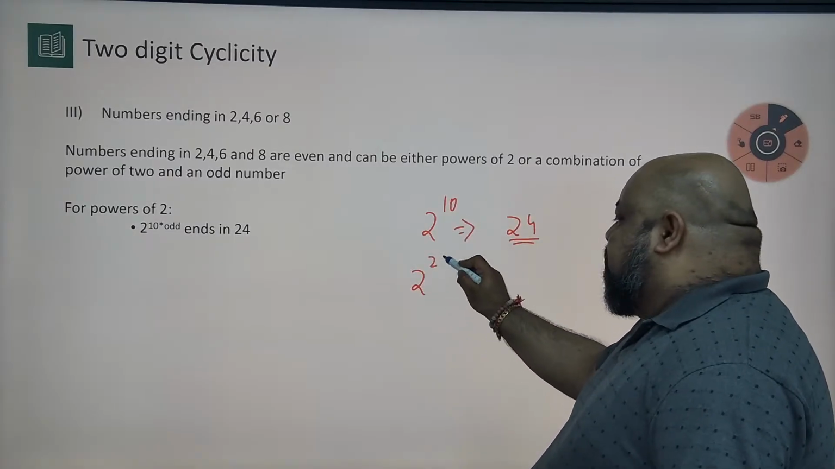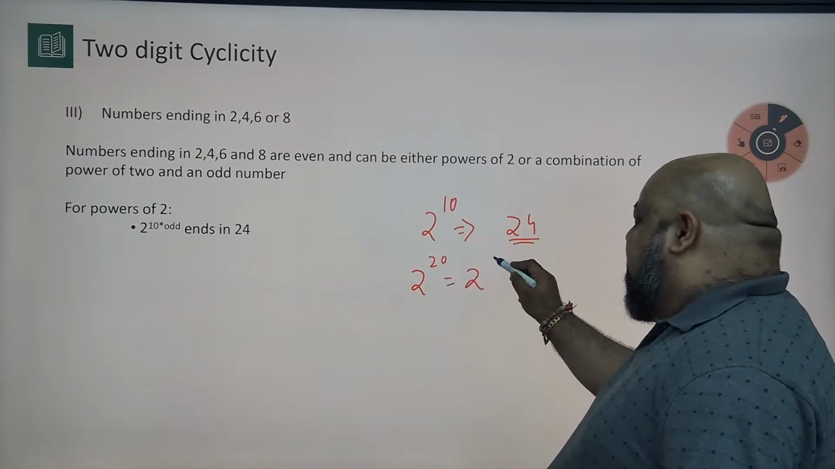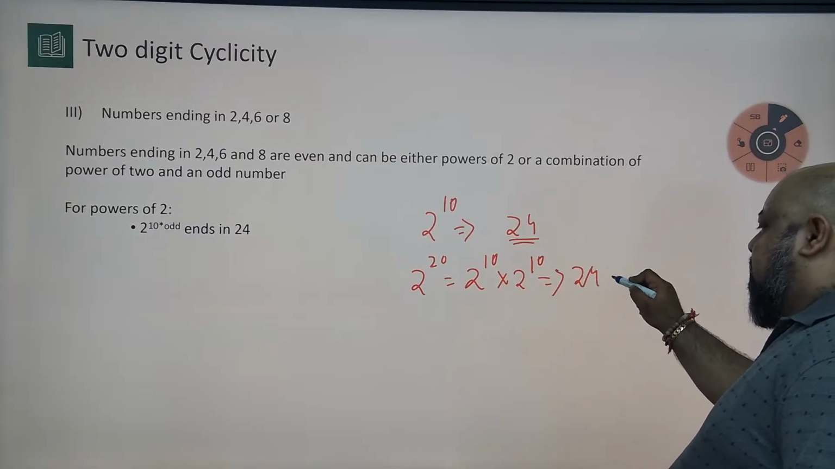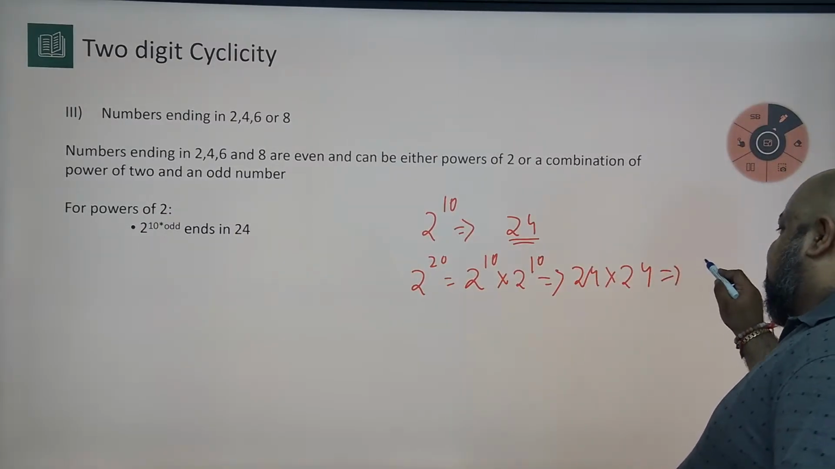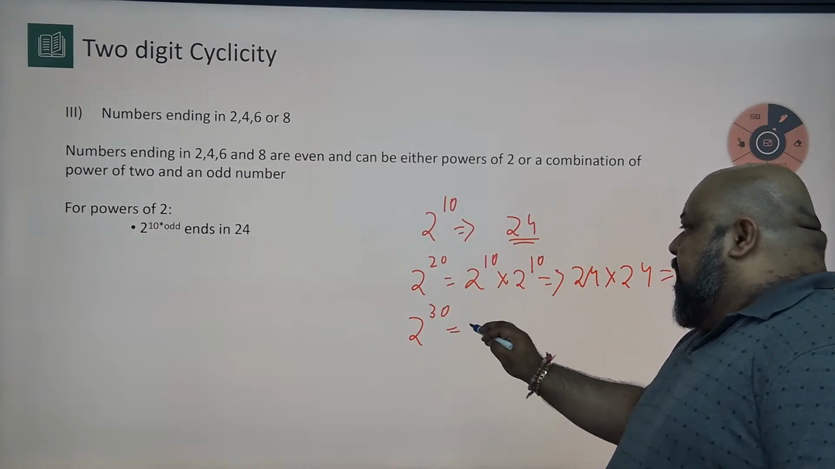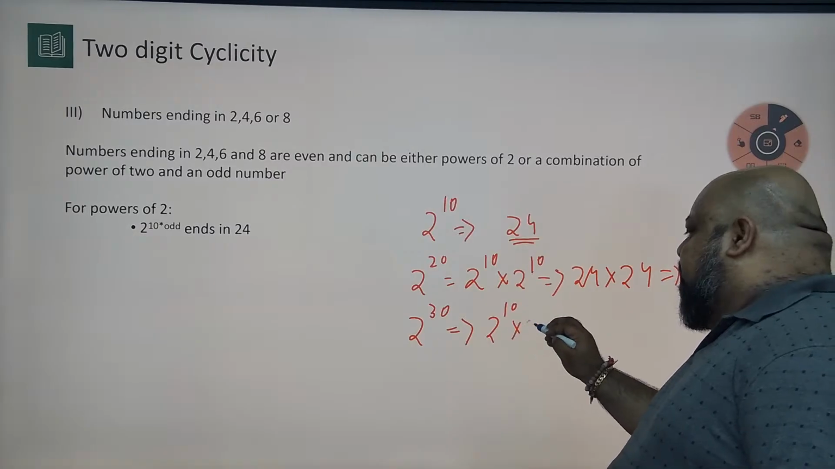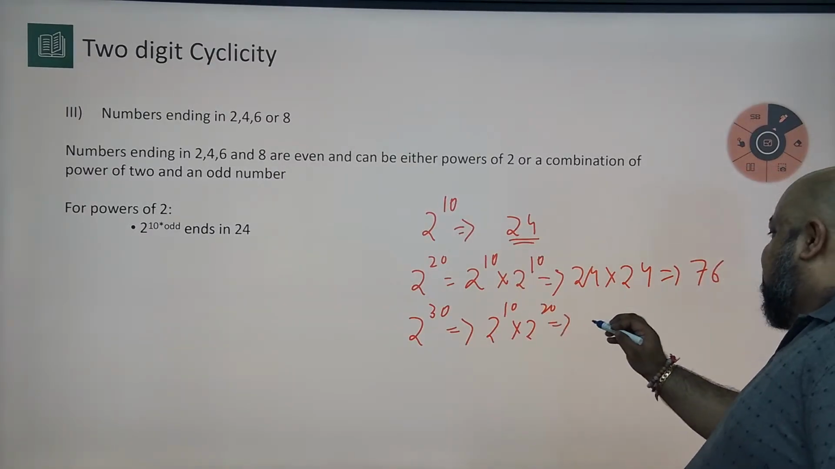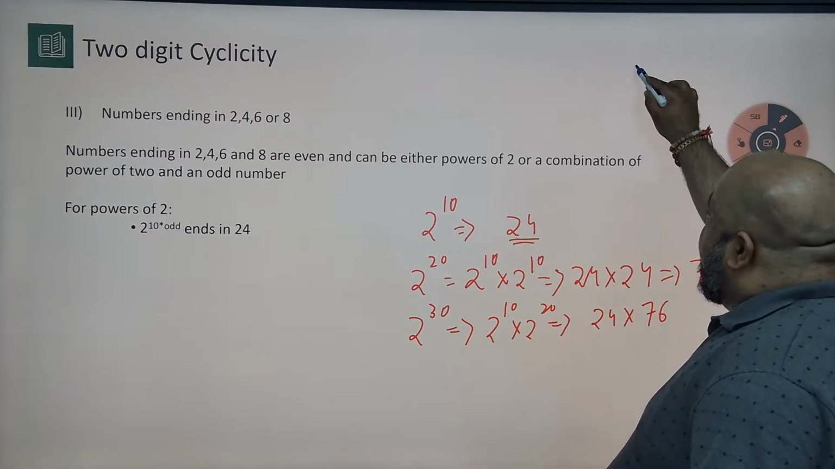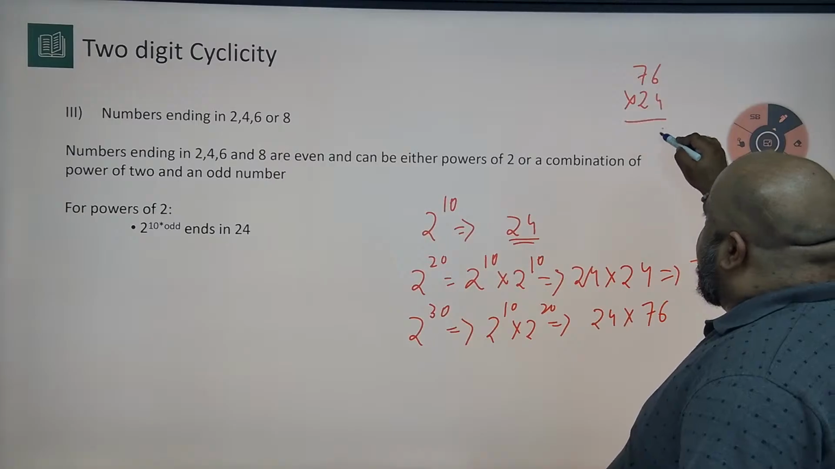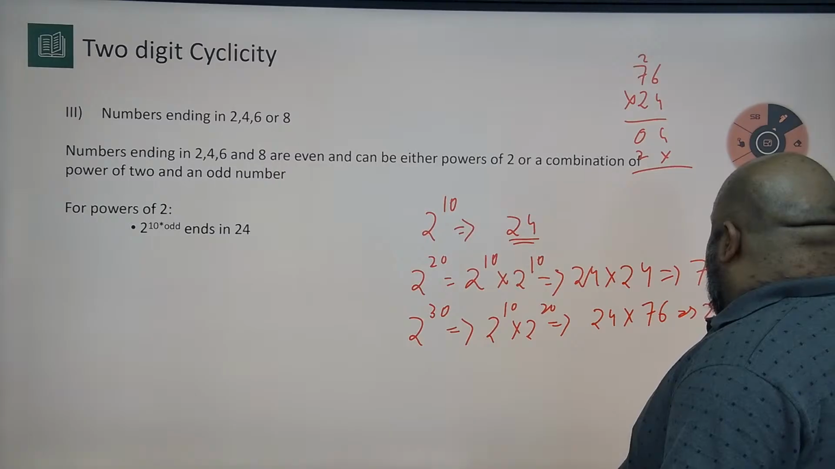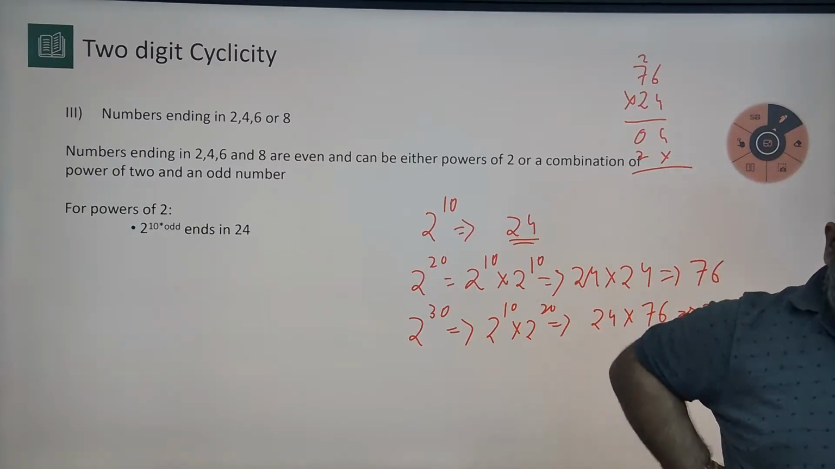What will be the last two digits of 2 raised to power 20? 2 raised to power 20 will be 2 raised to power 10 into 2 raised to power 10. So this will end in 24 into 24. 24 into 24 is 576, so 76. What will be the last two digits of 2 raised to power 30? 2 raised to power 10 into 2 raised to power 20. 2 raised to power 10 ends in 24, 2 raised to power 20 ends in 76. 76 into 24 ends in 24. And therefore the pattern will repeat.